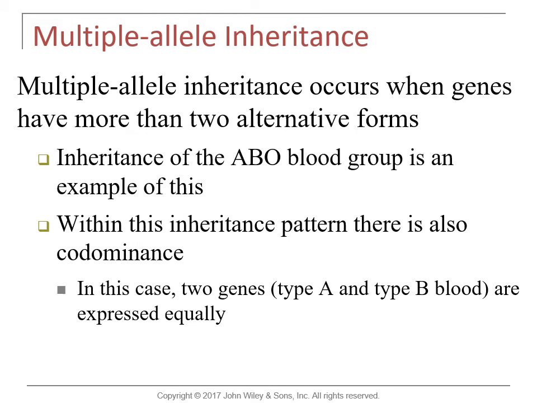Multiple allele inheritance occurs when genes have more than 2 alternative forms. Inheritance of the ABO blood group is an example of multiple allele inheritance. Within this inheritance pattern, there is also codominance. Codominance means that 2 genes, like type A and type B if we're talking about the blood group, are both dominant and both are expressed equally.